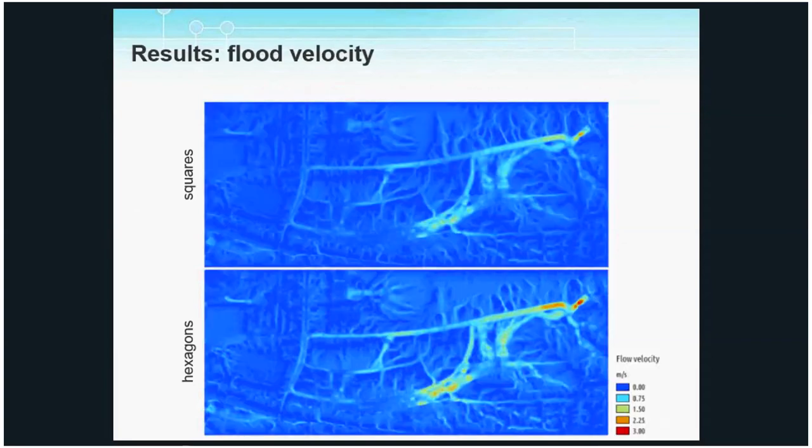So then we moved on to analyze the flood velocity, or the flow velocity. And here, surprisingly, the differences start to appear. As you can see in this slide, the results are pretty different. We see much more yellowish and reddish areas in the bottom figure, which represents the results from the hexagons, than on the top figure. And this was quite interesting and also motivating to pursue the study.